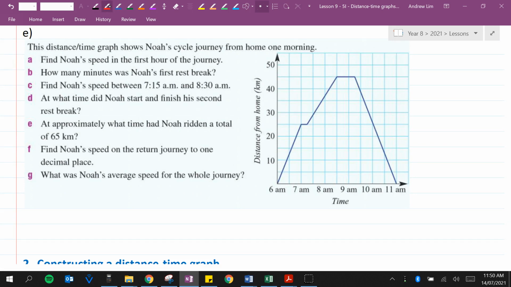Okay, this distance time graph shows Noah's cycle journey from home one morning. Find Noah's speed in the first hour of the journey. So in the first hour, from 6 a.m. to 7 a.m., speed is equal to distance over time. Well, the distance traveled is 25 kilometers. How long did it take? It took 1 hour. So that's 25 kilometers per hour.